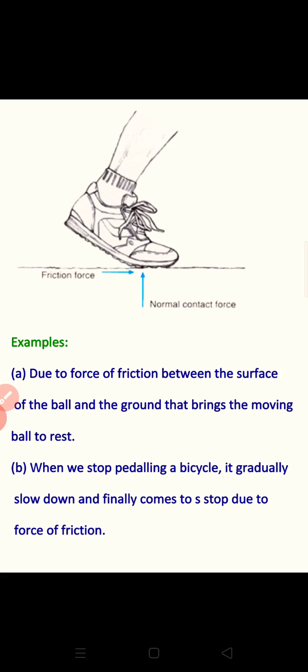There are a number of examples. The first one is that the ball stops moving because of friction, and this cycle also stops moving at a certain time because of friction.